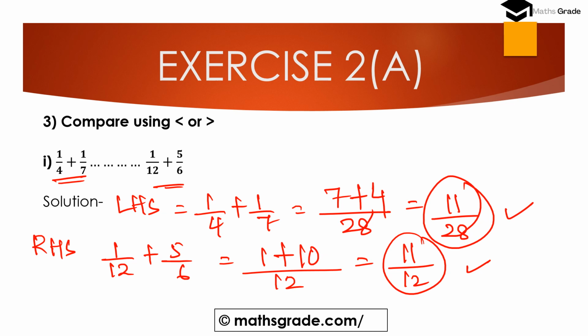Here both have equal numerator but different denominators. So for fractions which have equal numerator, the smaller denominator will be the greater number. So 11 divided by 12 is the greater fraction. So 11 divided by 28 is less than 11 divided by 12. So it will be the less than symbol. So 1 divided by 4 plus 1 divided by 7 is less than 1 divided by 12 plus 5 divided by 6.